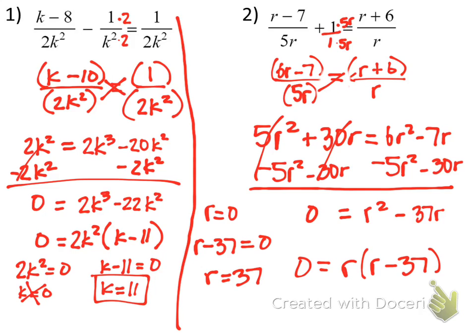Okay, so I'm going to check for extraneous solutions now. r is equal to 0. We can't have that because 5 times 0 is 0. We don't want to use this one, so in this example we can't use that. However, r can equal 37 in this example. Okay, that makes sense? All right, any questions on numbers 1 or 2? Apologize for that confusion there. Thank you for catching.